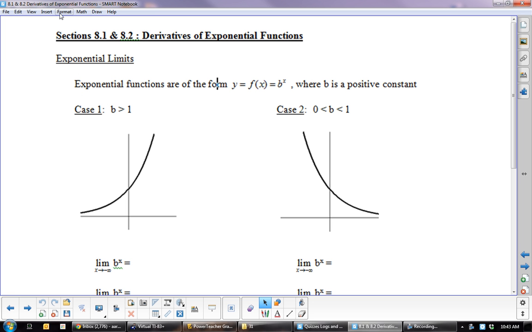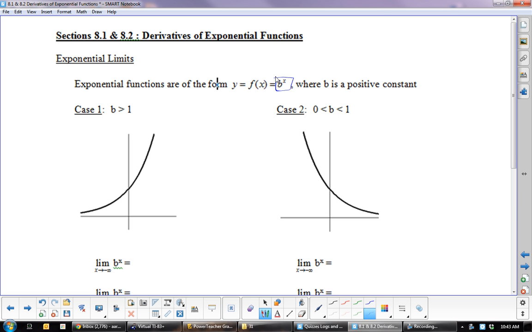So today we're going to start doing derivatives of exponential functions, and it's probably good that we know the behaviors of exponential functions before we start finding derivatives on them. An exponential function is when x is the exponent. Okay, so you'll have base to the x.